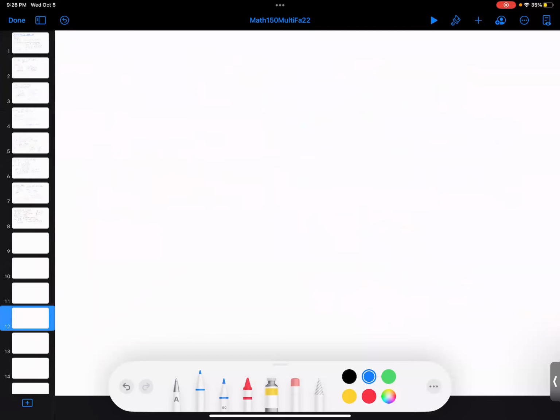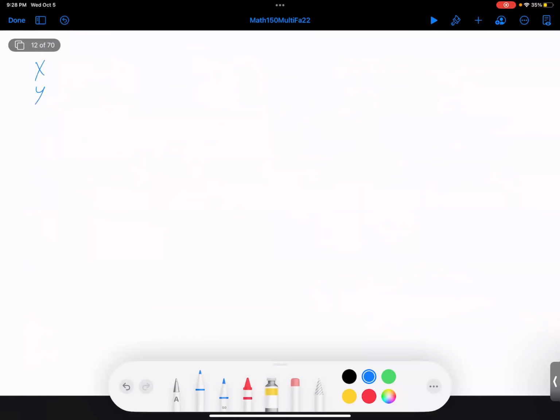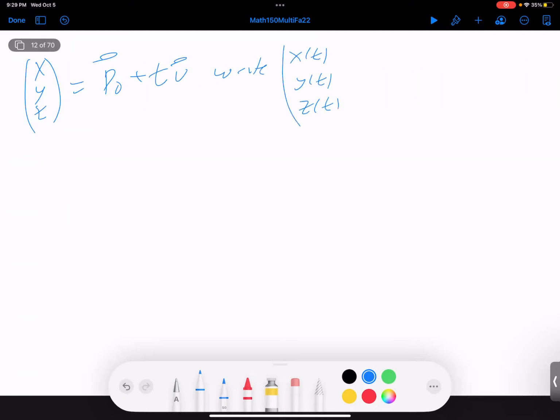So sometimes instead of writing x, y, z equals p naught plus tv, we write x of t, y of t, z of t equals p naught plus tv, to just say that we're viewing it as a function of time. And once you give me one time, I can then figure out the x coordinate, the y coordinate, and the z coordinate. So this is how you do equations of lines.